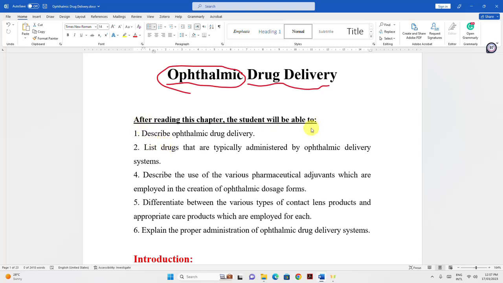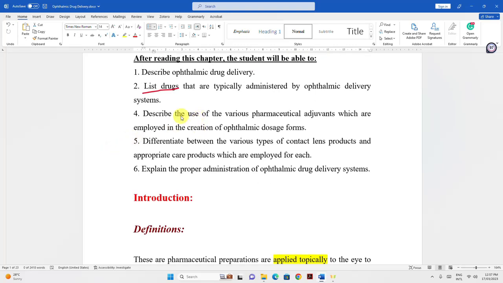So, what are the outcomes? What are you supposed to learn or be able to answer after the end of this topic? You are supposed to describe ophthalmic drug delivery. What does it mean? What are the types of drugs that can be administered into the eyes? What are the various pharmaceutical adjuvants in addition to the drug and the vehicle? What else can be there in the preparation? What are the adjuvants, the materials that will qualify and help the product to do its work?